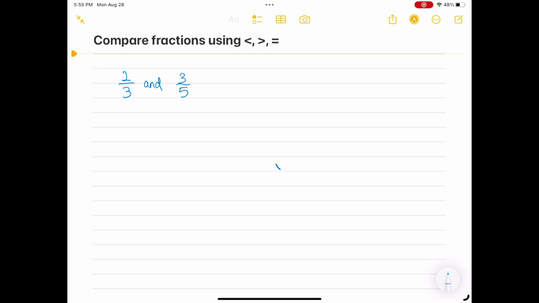To compare the fractions 2/3 and 3/5, we must look at their denominators, 3 and 5. The common denominator of 3 and 5 would be 15. We just simply multiply those denominators together. We take 2/3 and multiply both the numerator and the denominator by 5 to get the equivalent fraction 10/15. Next, we work with the fraction 3/5 by multiplying both the numerator and the denominator by 3 to get 9/15.